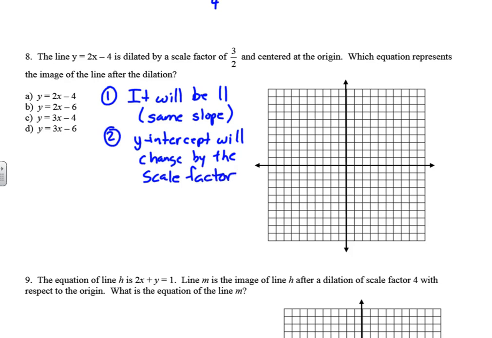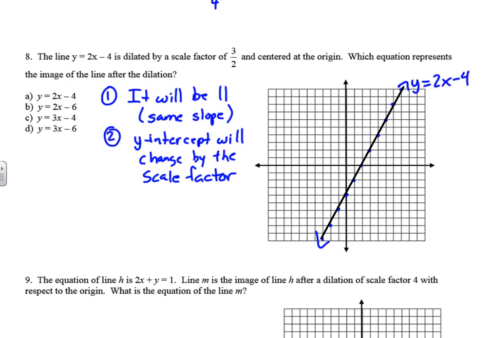All right, so my initial line has a y-intercept of -4 and a slope of 2, which means we're going to go up 2 and over 1, up 2 and over 1, and so on, or down 2 and to the left 1. Okay, and I'm going to draw that line. So this is the line y equals 2x minus 4.